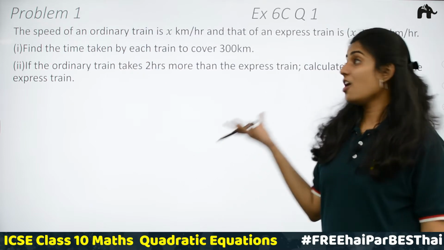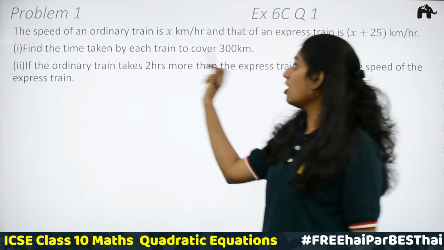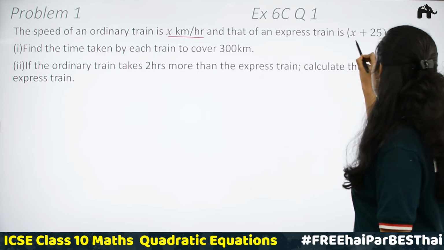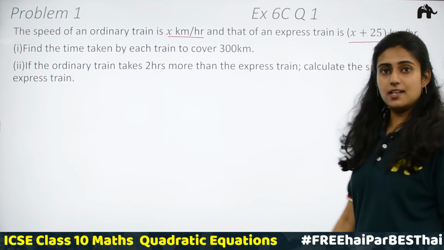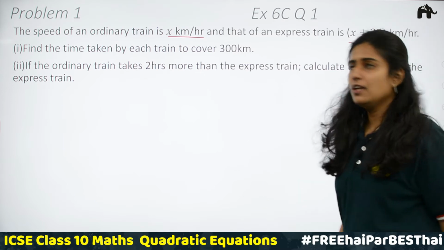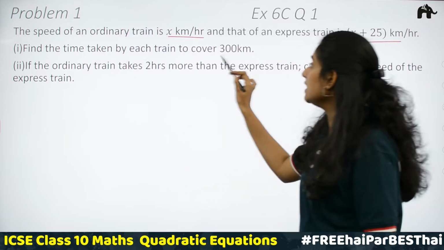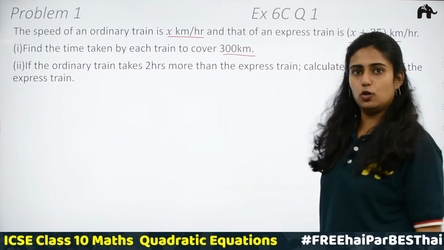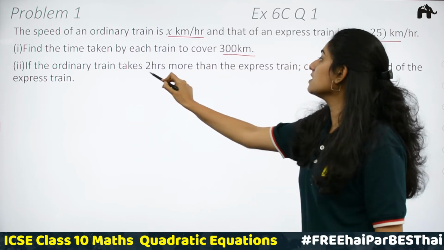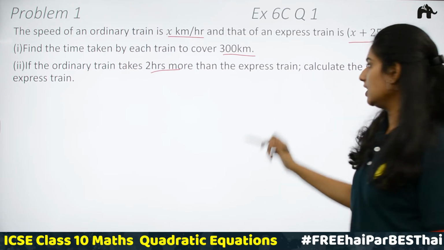Okay. Let us solve questions from exercise 6C. Problem 1. The speed of an ordinary train is x km per hour and that of an express train is x plus 25 km per hour. Express train will be moving at a speed that is greater than the ordinary speed. We all know that. The first question is we need to find the time taken by each train to cover 300 km. And the second question, if the ordinary train takes 2 hours more than the express train, calculate the speed of the express train.